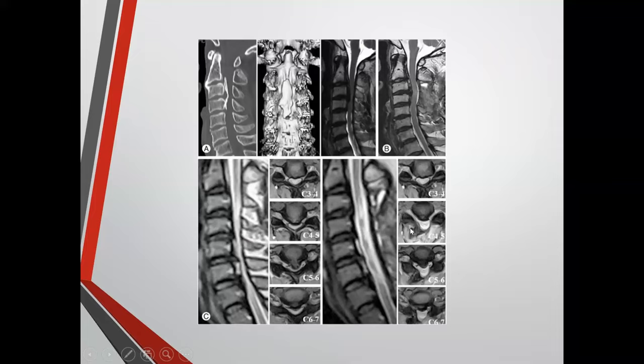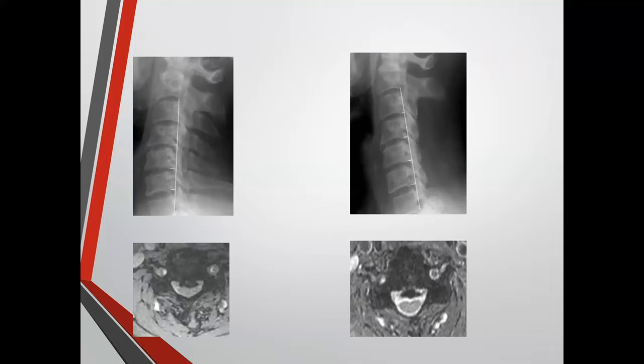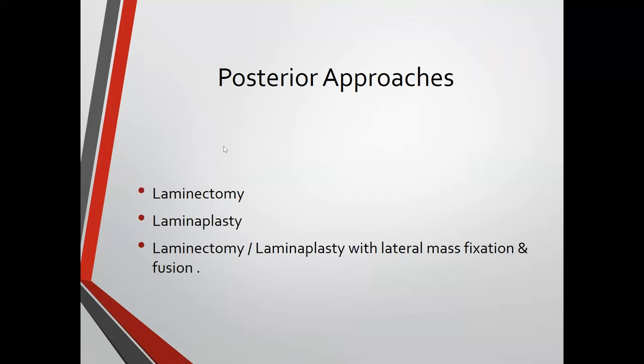You find that the cord moves backward and the subarachnoid space gets widened in the front in spite of significant compression. And that is because of the paradox of the stretched denticulate ligaments. The problem with laminectomy was that ultimately laminectomy ends in some amount of kyphotic deformity. So posterior approaches, you have laminectomy, laminoplasty, laminectomy with lateral mass fixation.